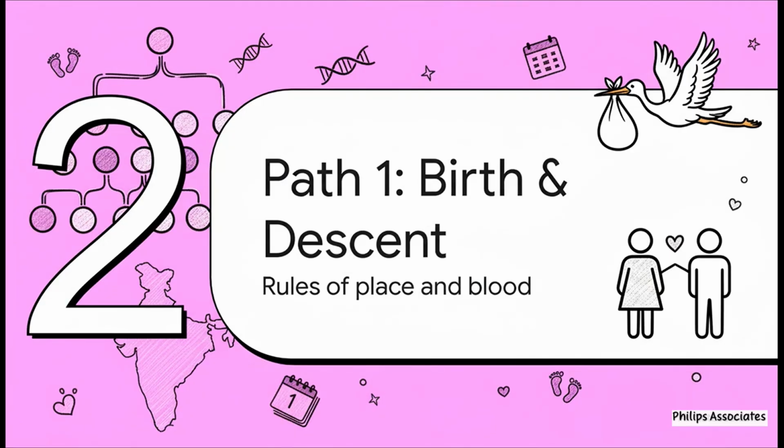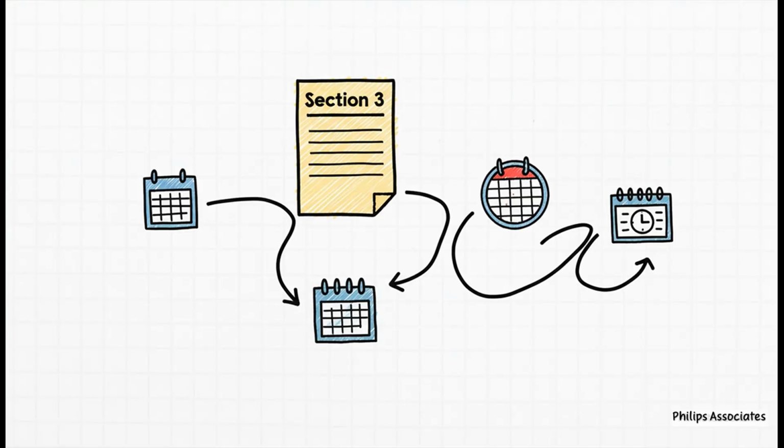So now that we've got the basics down, let's explore the very first path to citizenship through birth and family lineage. For a whole lot of people, this is where their citizenship story starts. You know, when it comes to being a citizen just by being born in India, which is all covered in Section 3, the single most important question you have to ask is, when were you born? The rules on this have actually changed pretty dramatically over the years.